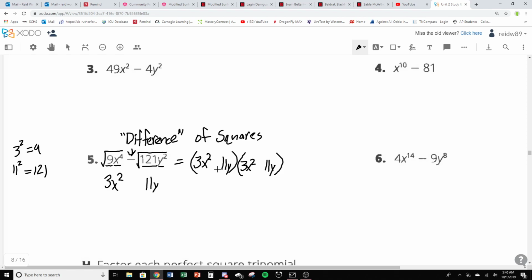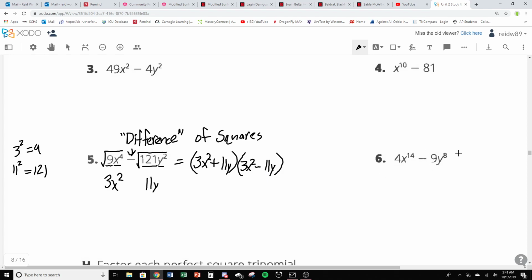Now, to finish this off, I need symbols in between these two terms. It's not one expression, it's two expressions, and that forms a binomial. So I'm just going to put a plus and a minus, and you always have a positive and a negative version of the same binomial. You have that plus version and the minus version. So this is that method, and all of these will work the same way.